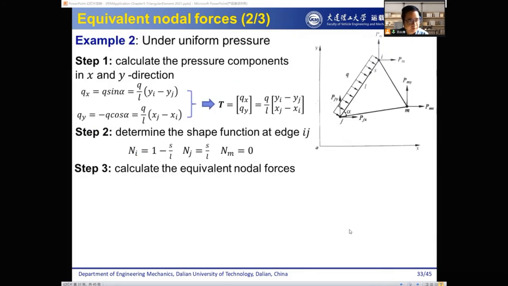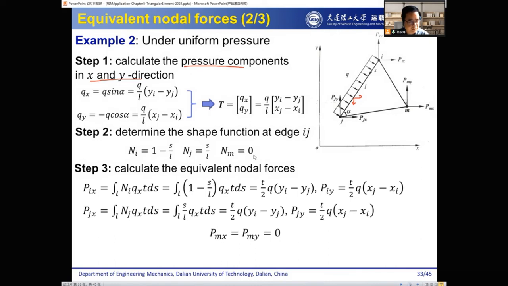Now let's have a look at another scenario, under the uniform pressure. So we have the formula for the uniform pressure, so we calculate the uniform pressure. We calculate the pressure component in the x and in the y direction, and we calculate them independently. Then, second step, we determine the shape function, because we need to use the shape function to calculate the corresponding equivalent node force.